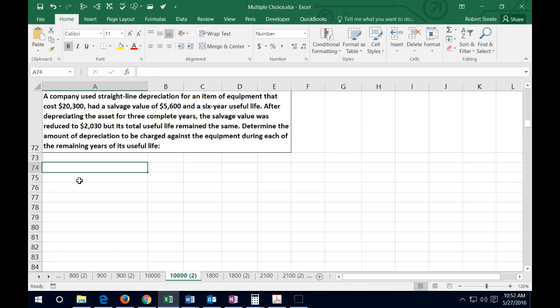After depreciating the asset for 3 complete years, the salvage value was reduced to $2,030, but its total useful life remained the same. Determine the amount of depreciation to be charged against the equipment during each of the remaining years of the useful life. So what we have here is an estimate that's made. That's what depreciation is. Then halfway through, there was a change to the estimate, being a change to the salvage value. And the question is, what do we do about that change?